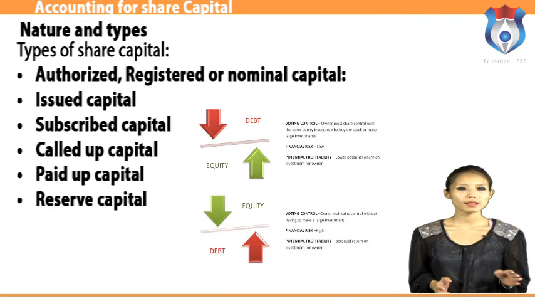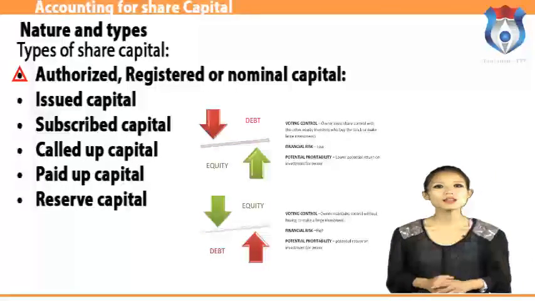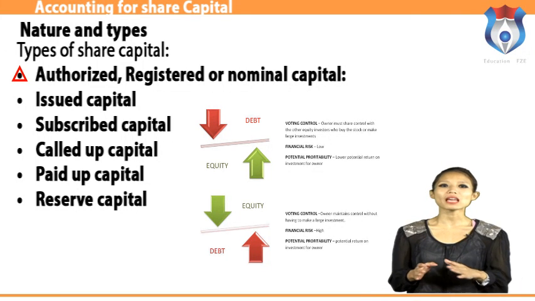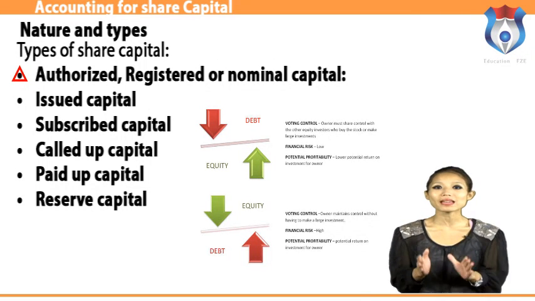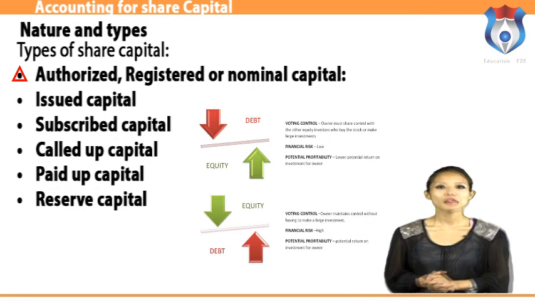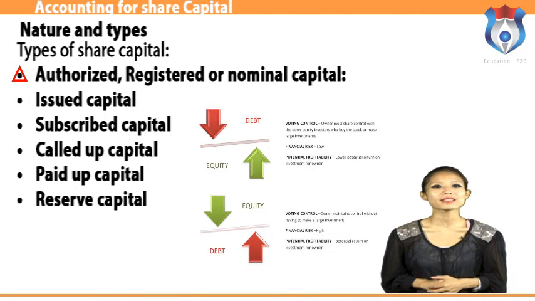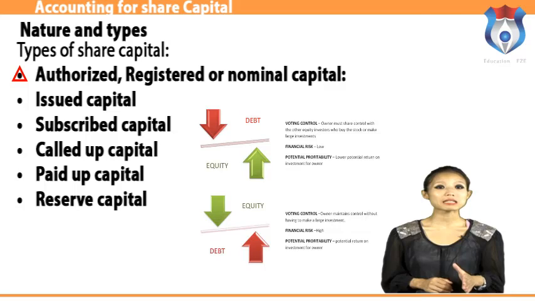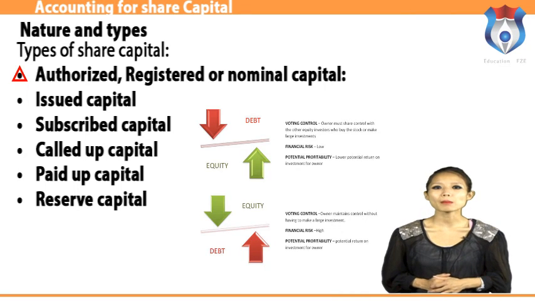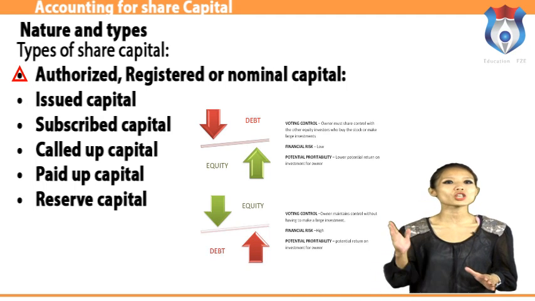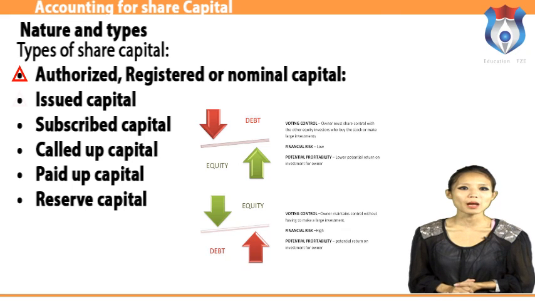Types of share capital: authorized, registered or nominal capital. The maximum amount of share capital that the company is authorized by its constitutional documents to issue, or allocate to shareholders. Part of the authorized capital can, and frequently does, remain unissued. This number can be changed by the shareholders' approval. The part of the authorized capital which has been issued to shareholders is referred to as the issued share capital of the company.